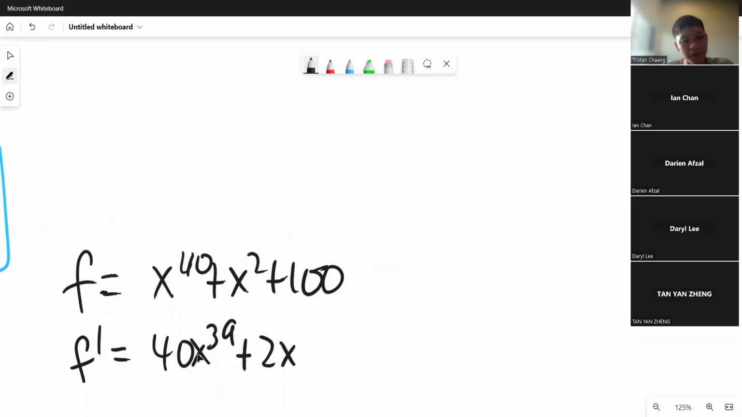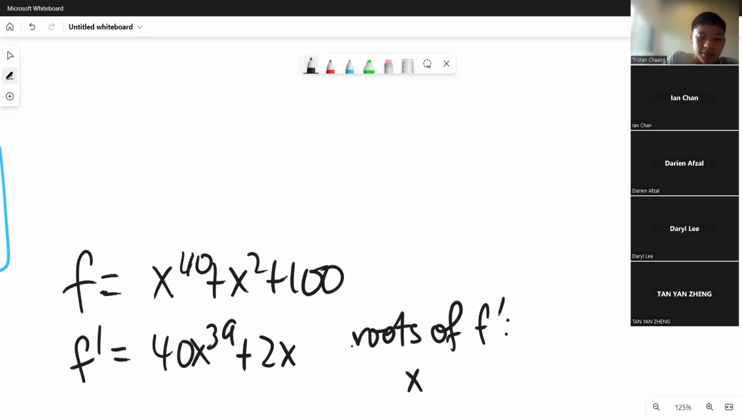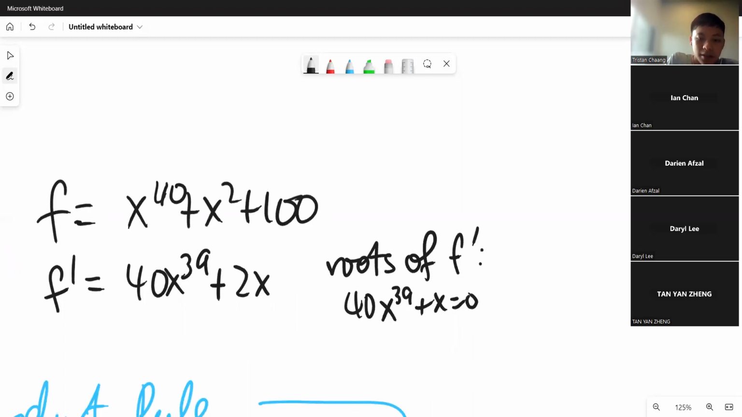Well, the roots of f prime is easy. Roots of f prime: so it's x times (x to the 38 plus 1) equals 0, after dividing by 2. So x equals 0 or x to the 38 equals minus 1.